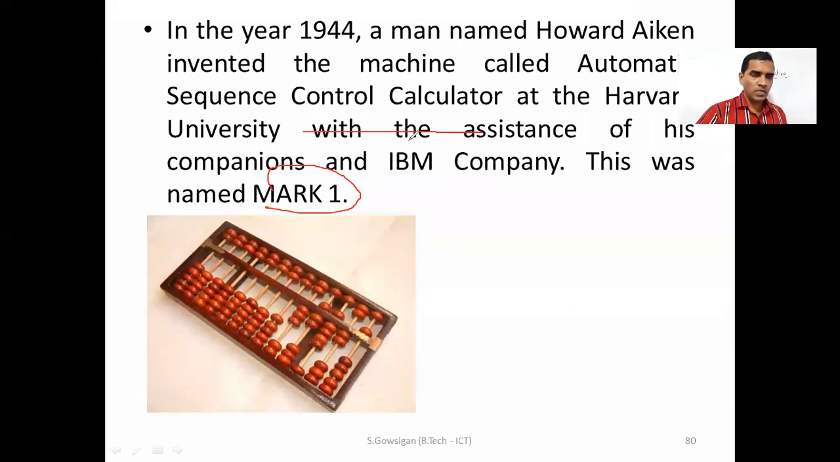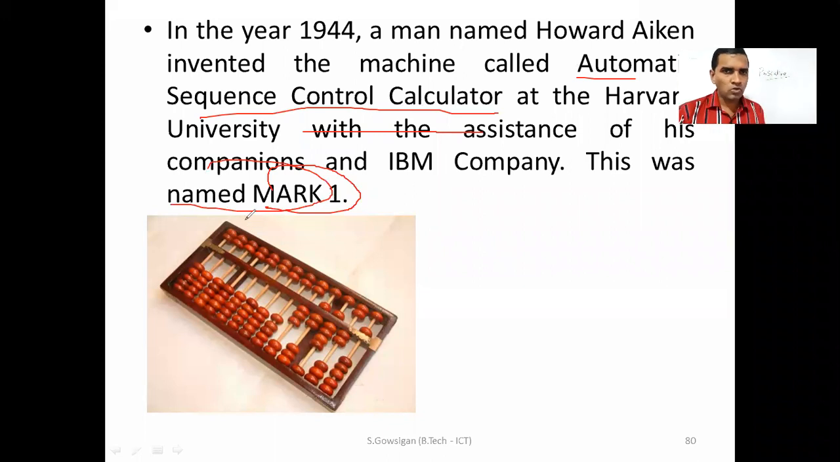We didn't have any automated computing device previously, so he invented that particular machine. So this is the name, look here, automatic sequence control calculator. So this can also be called Mark I. Okay, so Mark I, this is the first automatic sequence, automatic controlling computing, right? This is the picture of Abacus, right? You know such things. So these are the history stuff.